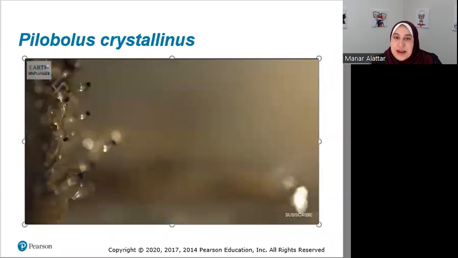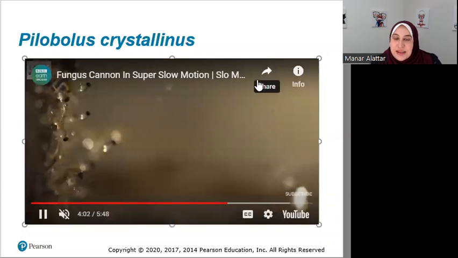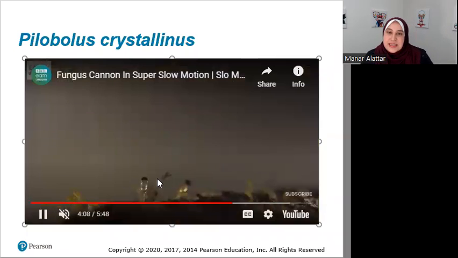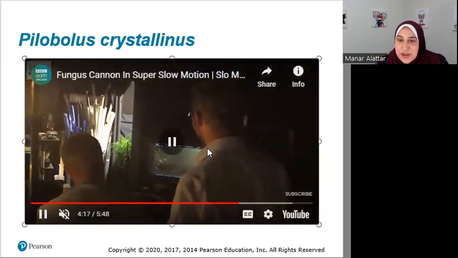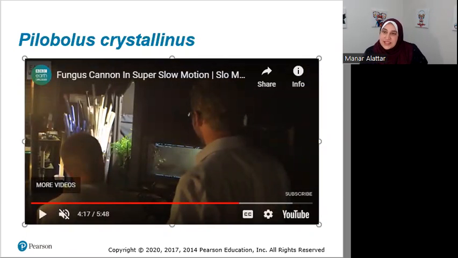Anyways, it's so fast that you'll just see the spore disappear. But when it's slowed down, you can actually see how quickly that spore is released into the environment. So this was a BBC special on this Pilobolus fungus, which was really fun. That is in the course resources if you'd like to see the whole video.